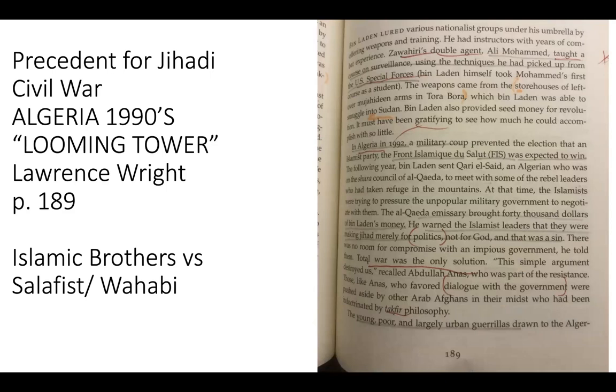I just want to say this kind of crazy civil war where everybody calls each other takfir and says you're apostate and I can kill you, there is a precedent for this. If you read Looming Tower, you'll remember the civil war in Algeria in the 1990s.